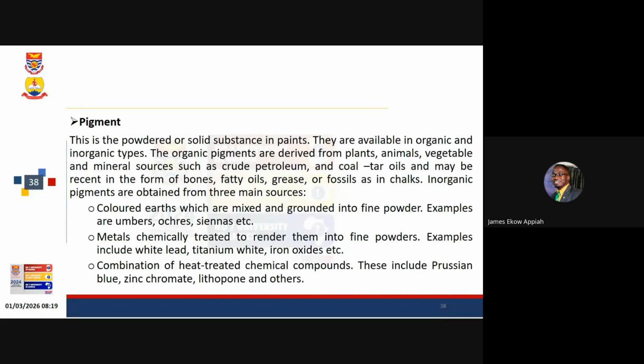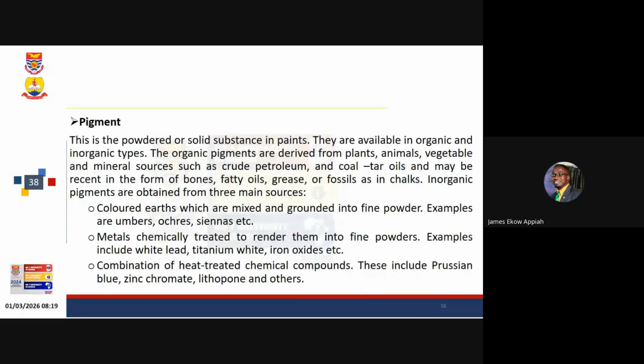Now, the dryer is also a component that helps the oil or the binder in the paint to dry faster. So it serves as a catalyst. It causes the paint to dry faster than the normal time. That is why we add dryer to the paint.